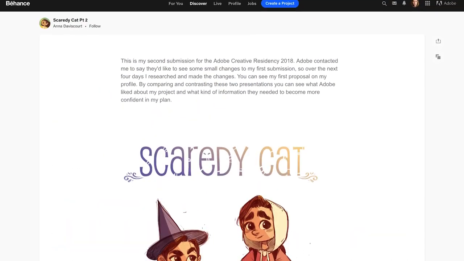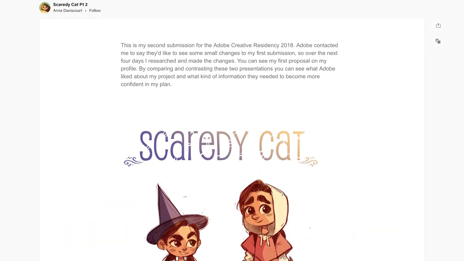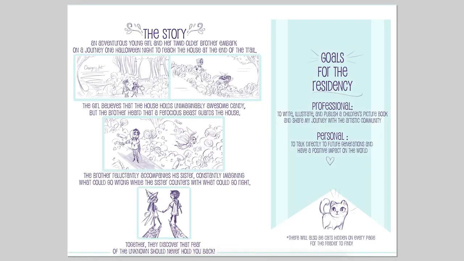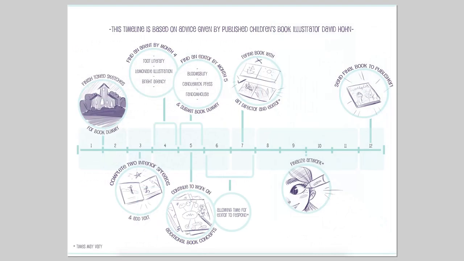So having looked at the example of the proposal by Anna Davis-Court, I believe she was working on a children's book, her proposal included information regarding all of these questions.